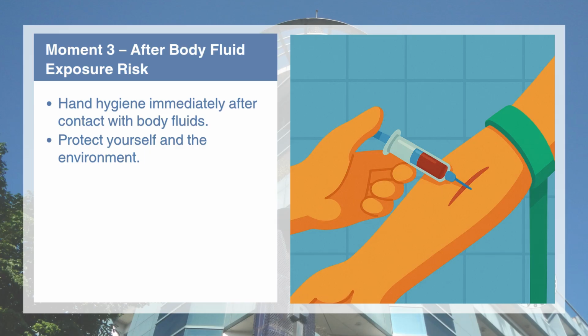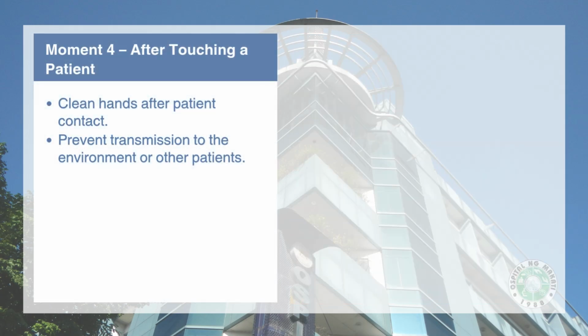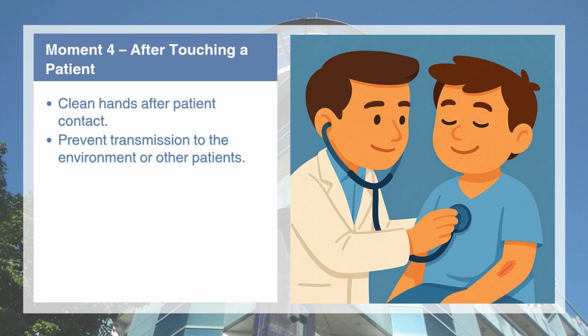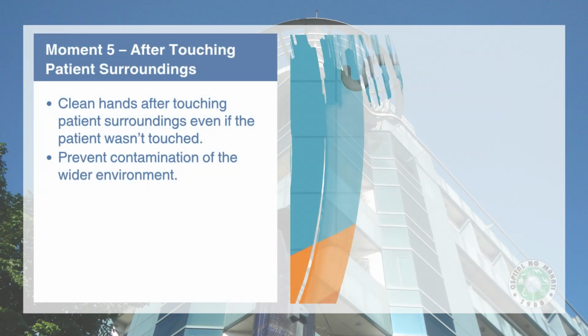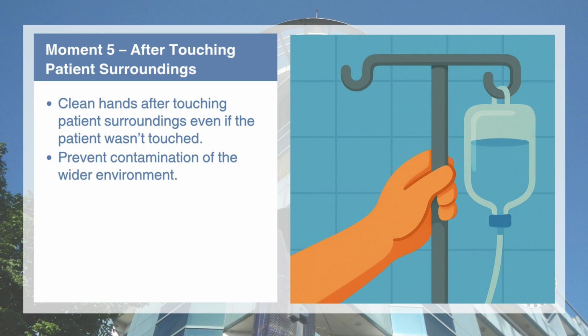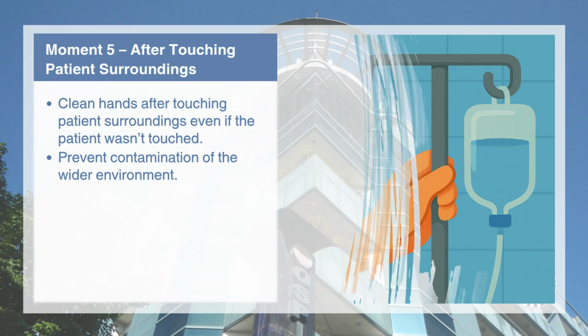After any risk of exposure to blood, secretions, or other body fluids, hand hygiene must be performed. Moment 4, after touching a patient. After you finish interacting with the patient, even if you think your hands are clean, it's vital to perform hand hygiene before moving on. Moment 5, after touching patient surroundings. Microorganisms can survive on surfaces for hours. Always perform hand hygiene after touching items in the patient's immediate surroundings.